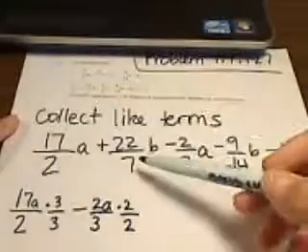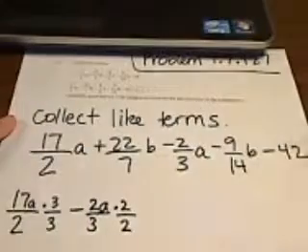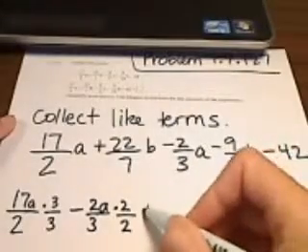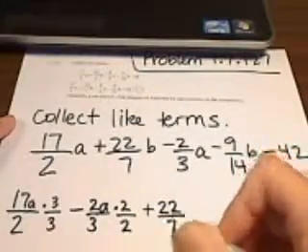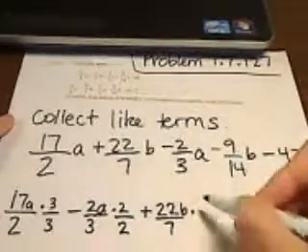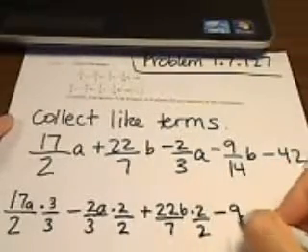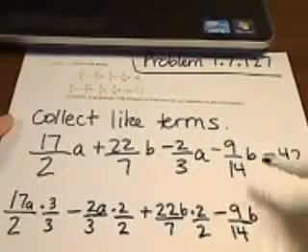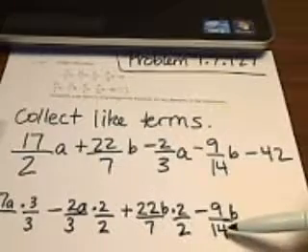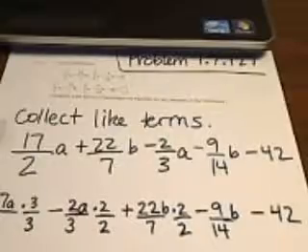Okay, and then I also have like terms between the 22 over 7b and the negative 9 over 14b. So the common denominator between those is 14. That's the smallest that they share in common, that they can both divide into evenly. So I need to take this 22 over 7b and multiply by 2 over 2 to get the denominator up to a 14. And this term right here, 9 over 14b, doesn't need a common denominator because it's already a 14. And then I'm just bringing my minus 42 along.